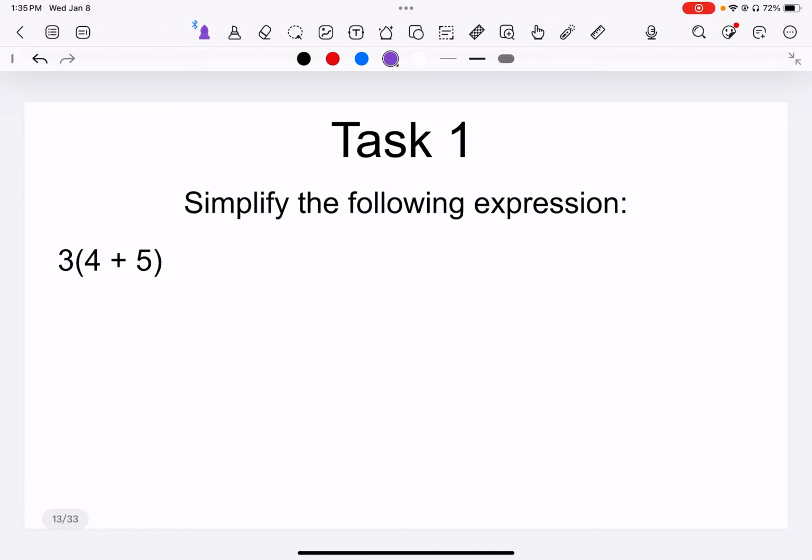Simplify this expression. We're going to simplify this using the distributive property. I'm going to distribute the 3 to the 4 and the 5. 3 times 4 is 12. 3 times a positive 5 is a positive 15. 12 plus 15 is 27. So I was able to simplify it down to one singular number.